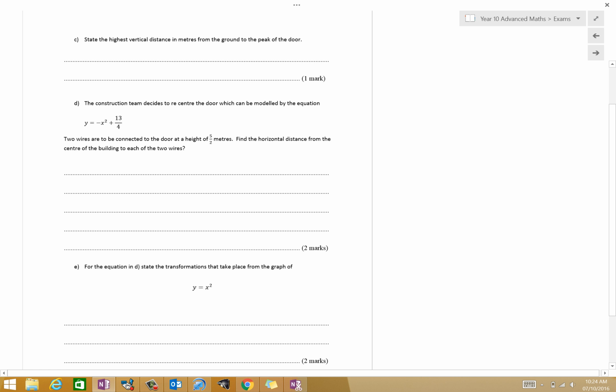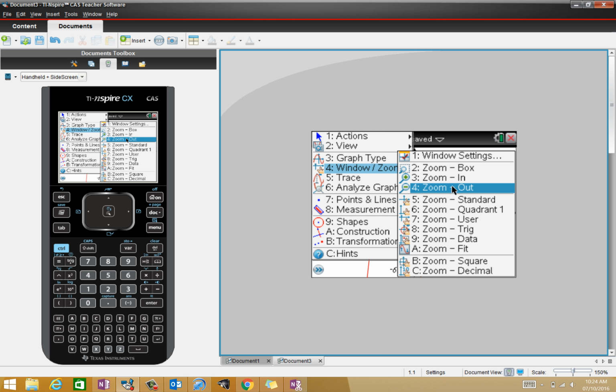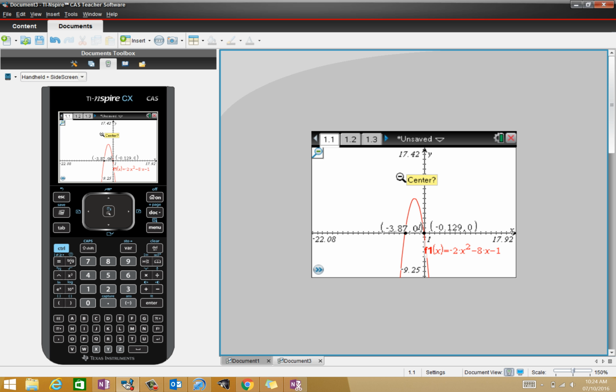State the highest vertical distance in metres from the ground to the peak of the door. In other words, we can go to here. Now, I probably want to go menu, Windows, zoom, and zoom out a little bit, because there you go, I can see the peak now. So it's only 1 mark, which means it's just the answer.